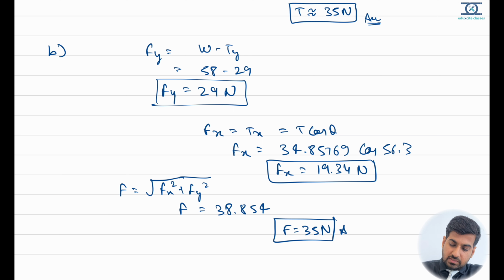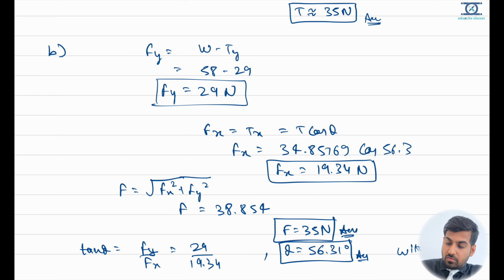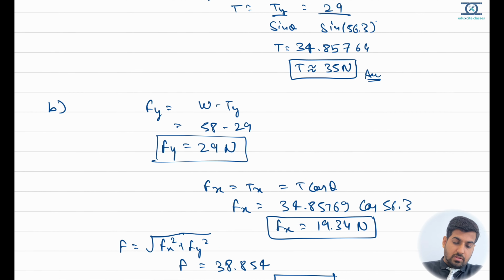So this will be the answer for the magnitude, and for direction we can say tan theta will be equal to Fy by Fx, so 29 over 19.34. Theta comes out to be around 56.31 degrees. So this will be the angle with the horizontal. So this is how you solve question number 1.